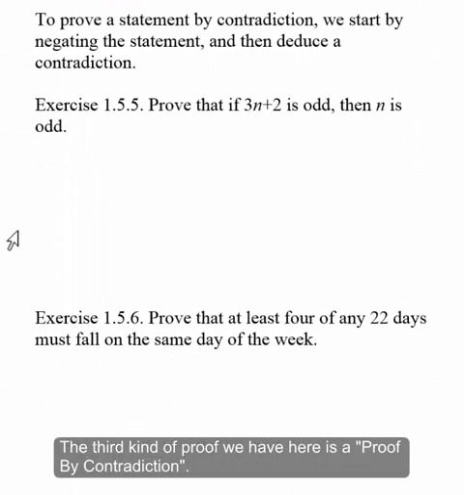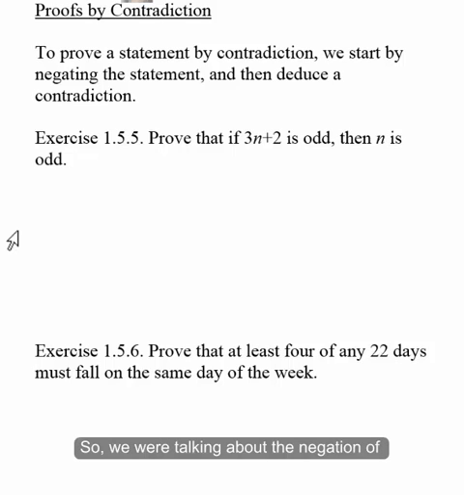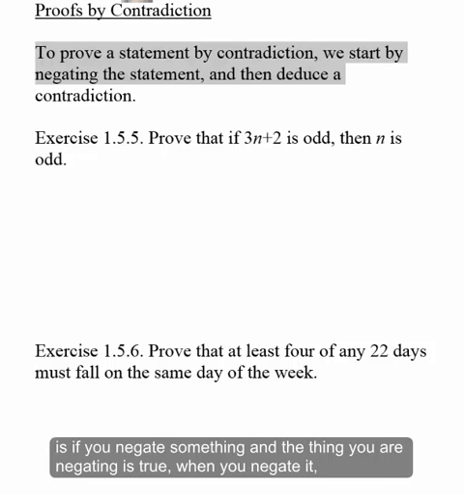The third kind of proof that we have here is a proof by contradiction. So we were talking about the negation of a statement. If you negate a statement that is true, that statement becomes false. Okay, so the proof by contradiction is if you negate something and the thing you're negating is true, when you negate it, it becomes false.